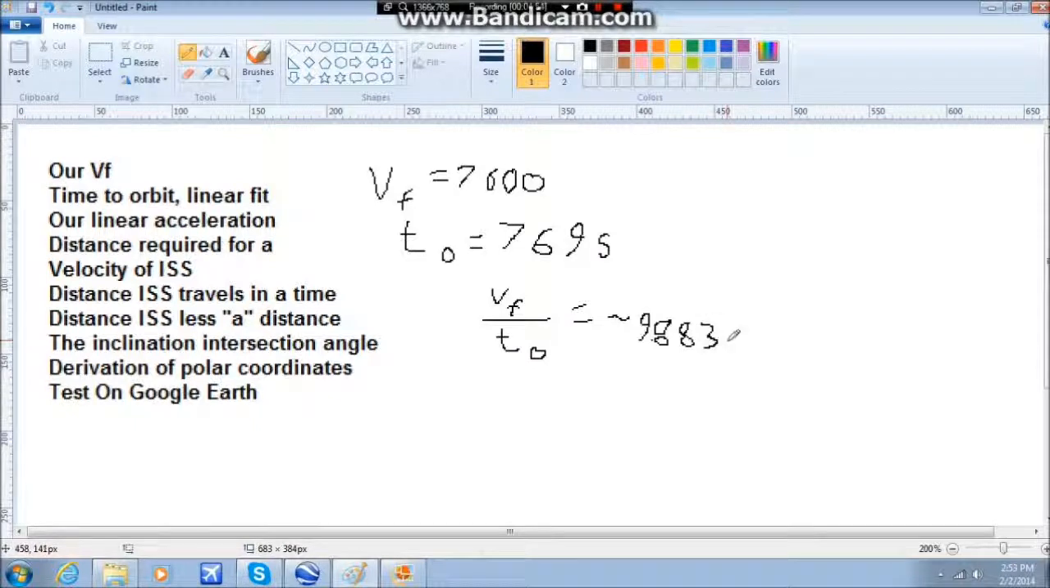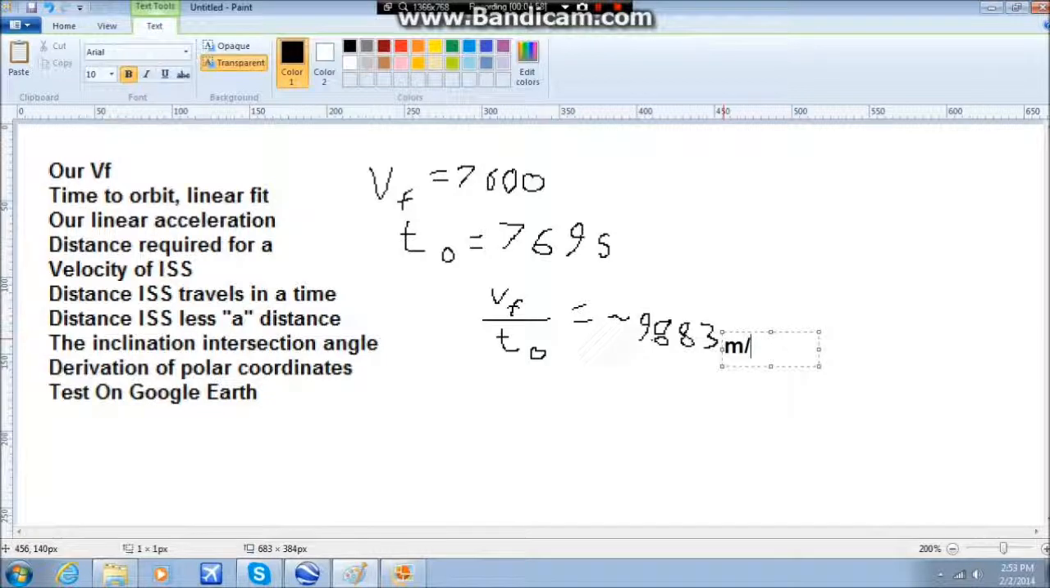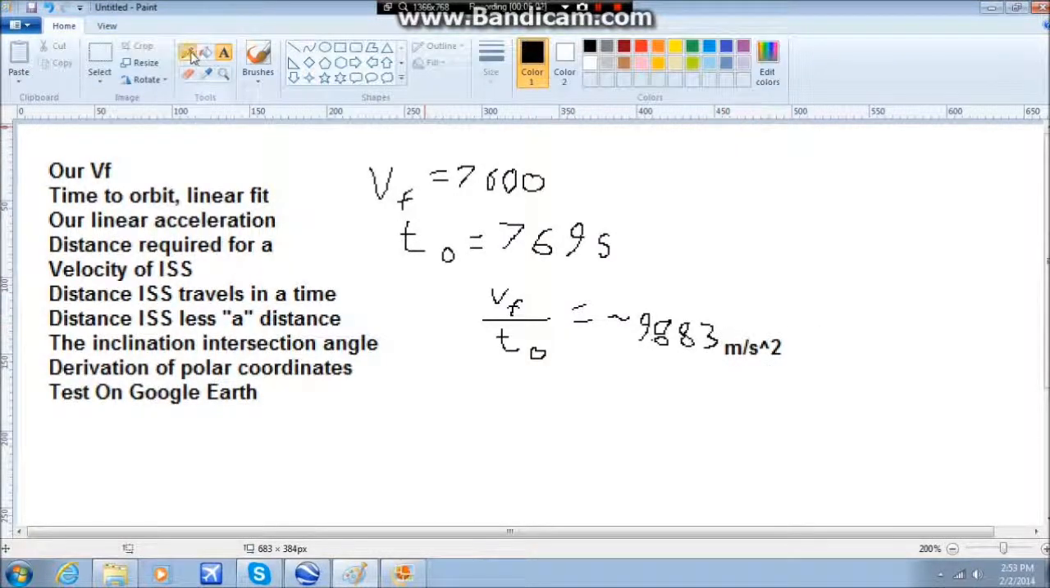9.883 meters per second squared. And a lot of you who know gravity are thinking, hey, that looks like he just cheated off gravity. That's not right. Well, it turns out that this quantity just happens to be about 9.8 meters per second squared. That's our average acceleration over the entire ascent, not to mention the turn that we have to do.